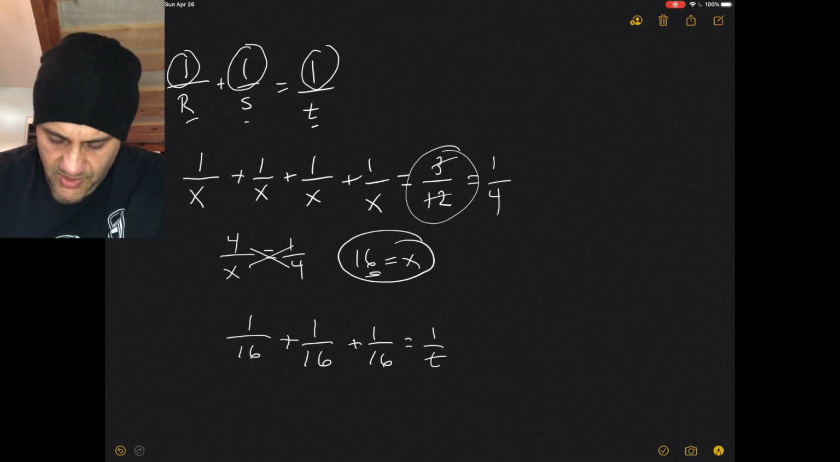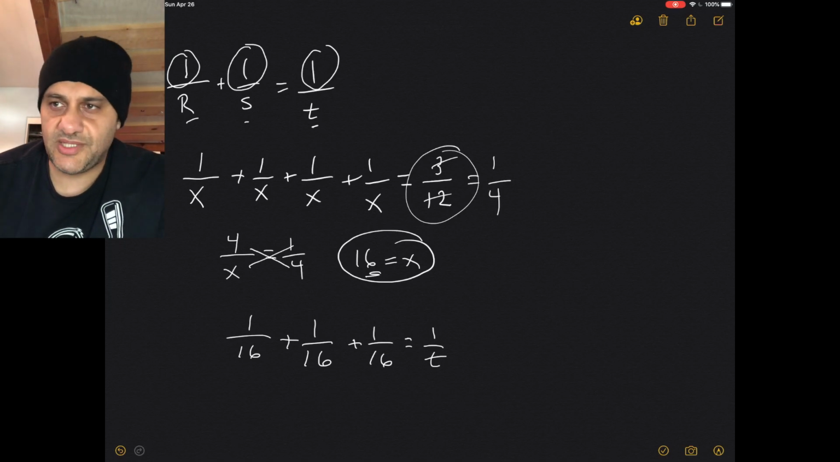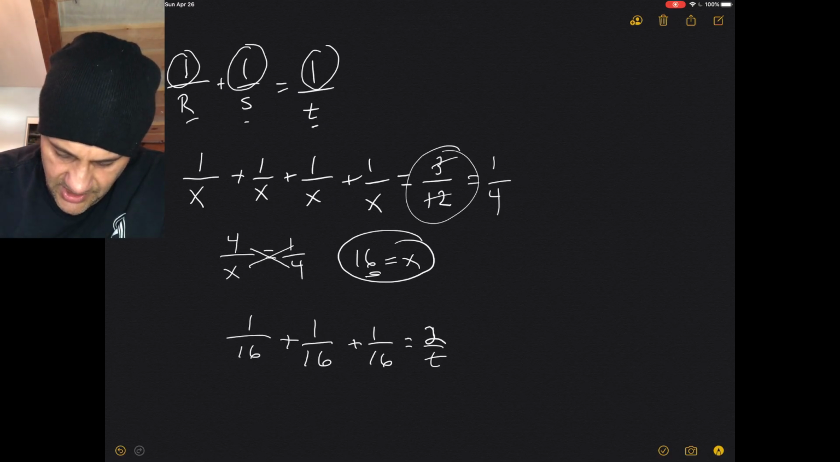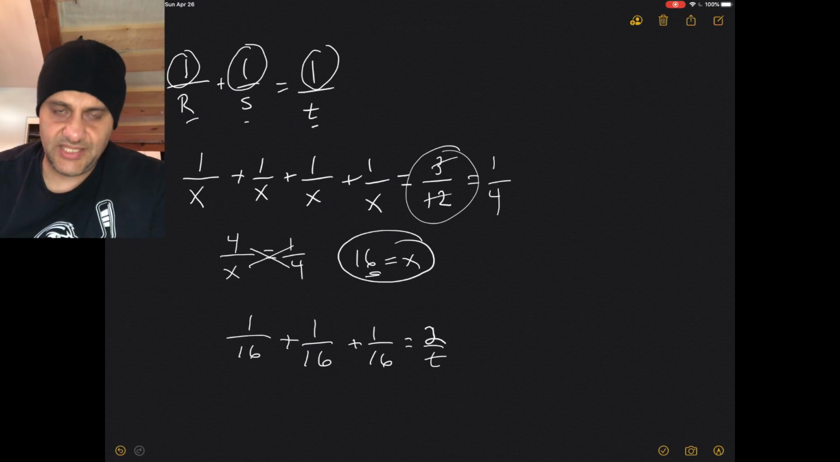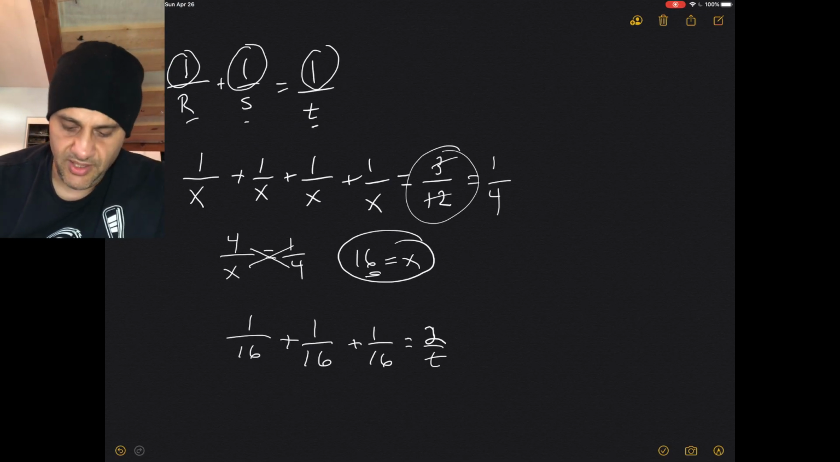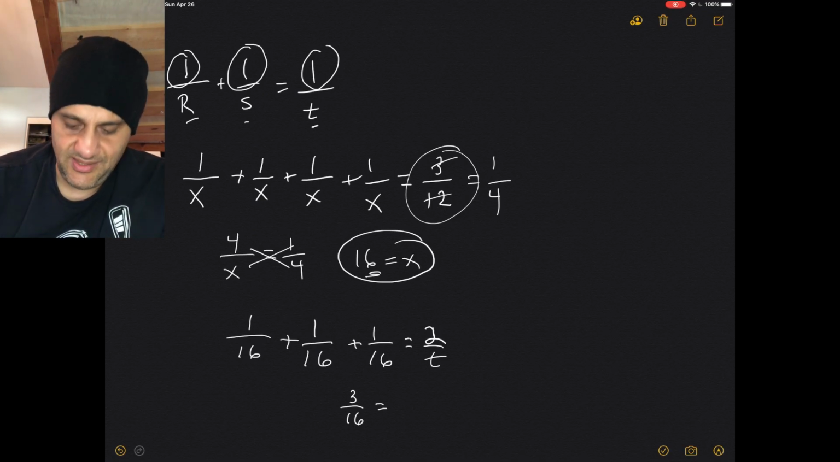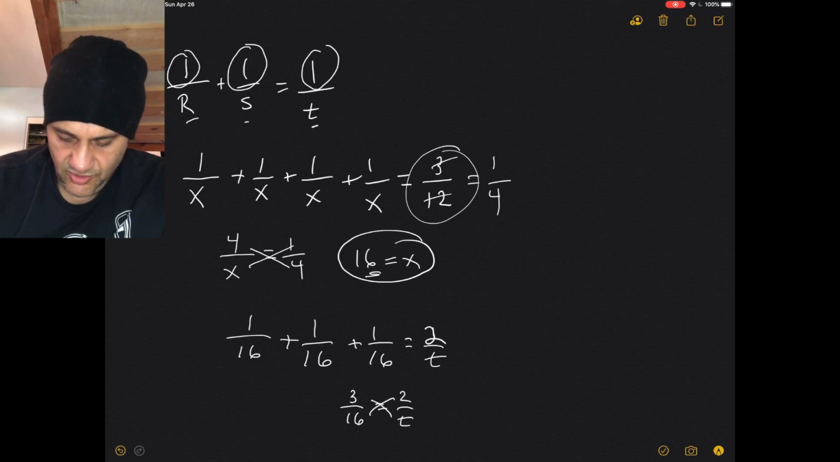So what we could do is, if we had 1/t, we would calculate how long it takes the machines to finish one project, and then because we want them to do 2, we would just multiply it by 2. Or the other option, and it's the same thing, we could just put a 2 there because we want to see how long it takes them to do 2 projects. So 1/16 + 1/16 + 1/16 is 3/16. By the way, that means it would take them 16 hours to finish 3 projects. 3/16 = 2/t. Then we just cross multiply.